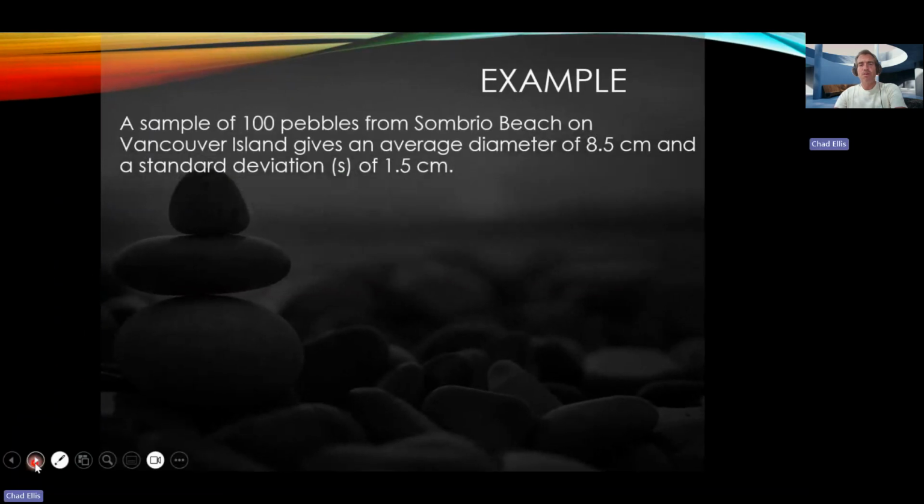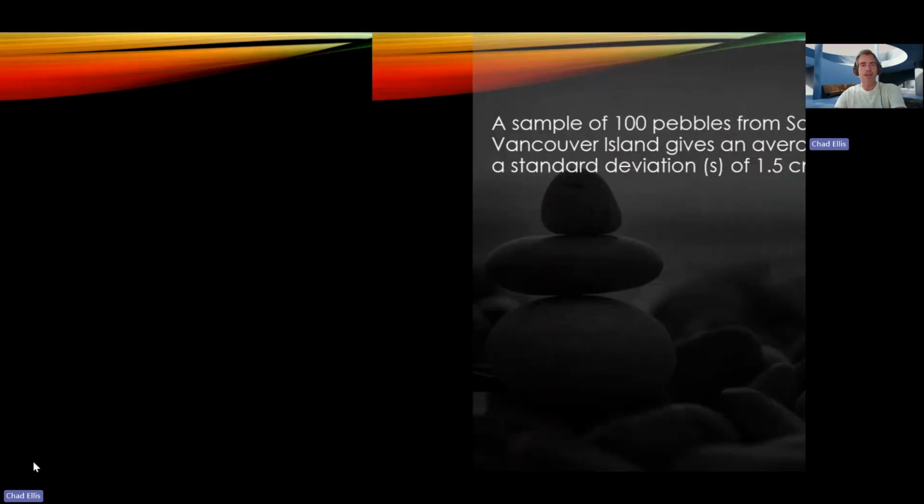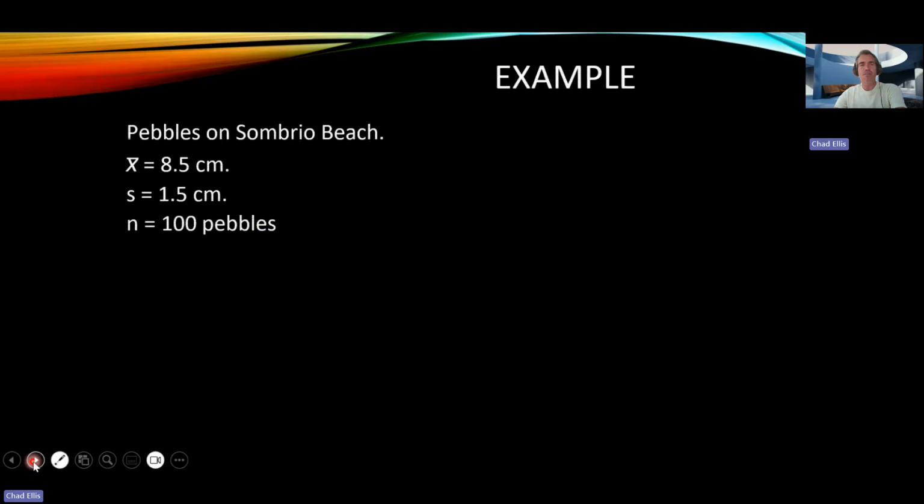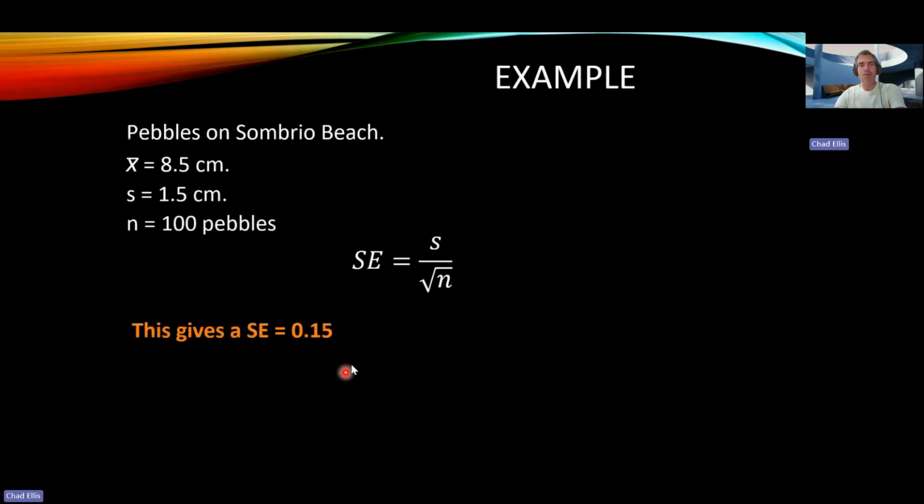So just to go over a calculation of a confidence interval, say we have a sample of 100 pebbles from a beach in Vancouver Island, and that sample of 100 rocks has a mean diameter of 8.5 centimeters, with a standard deviation of the diameter of 1.5 centimeters. How would we calculate a confidence interval for this data? Well, first of all, we have to calculate the standard error, which we know is given by the sample standard deviation divided by the square root of the sample size. For this example, that would give us a standard error of 0.15.